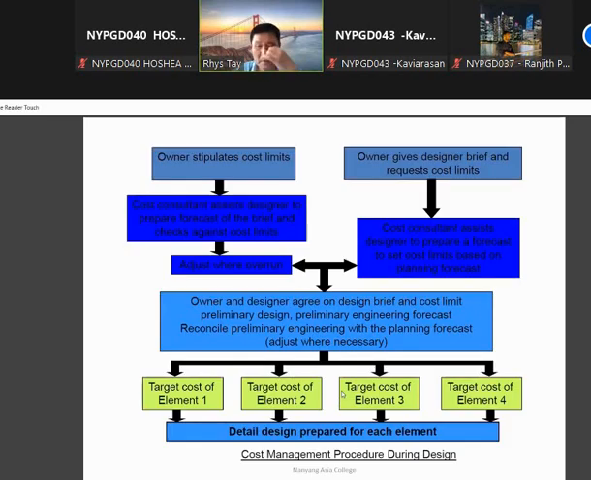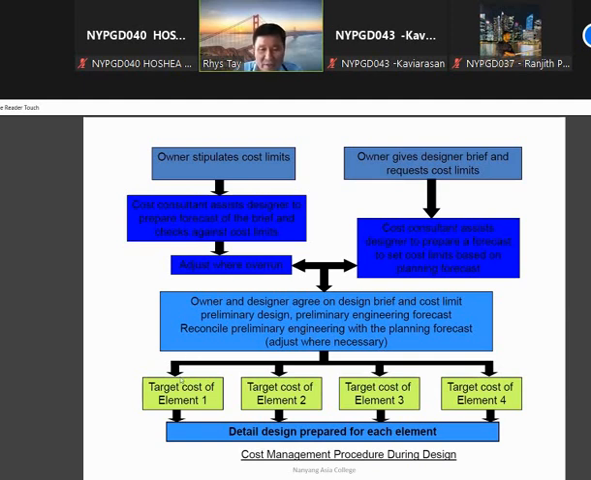This one. Cost management procedure during design. You can see all the aspects of it. Okay. Owner specified cost limit, stipulate cost limit. Owner gives design brief and requests cost limit. Right. So the cost consultant assists the designer to prepare a forecast of the brief and check against the cost limit, adjust where there is overrun. So the cost consultant assists the designer to forecast and set the cost limit based on planning forecast, right? So these two are compared, and owner and designer agree on the design brief, cost limit, etc.